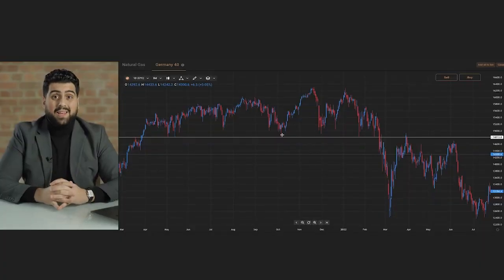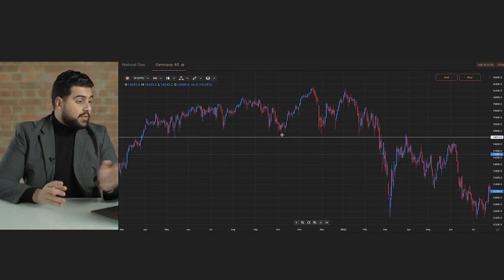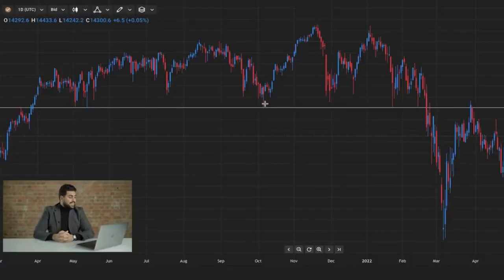So the same way you can use previous highs, which are your resistance levels in the market, you can also use previous lows. These are your floors in the market. Okay, these are your support levels. So if you look at the German 40 here, so this is the DAX, and it's a one-day chart, same as the natural gas one that we had an example of before.